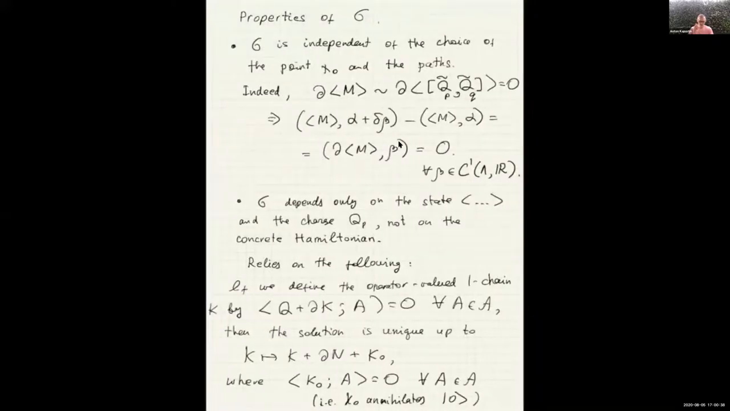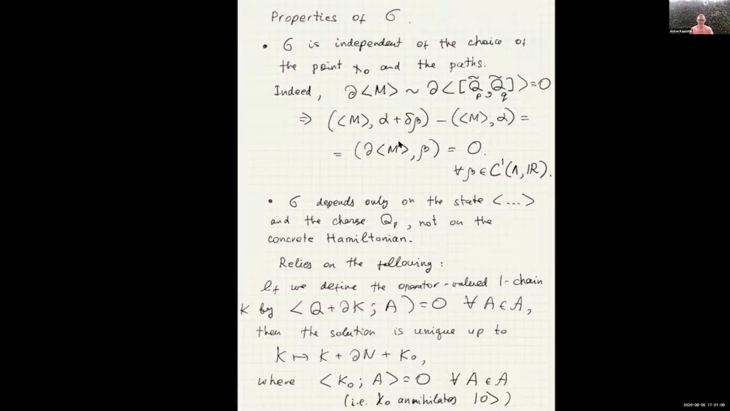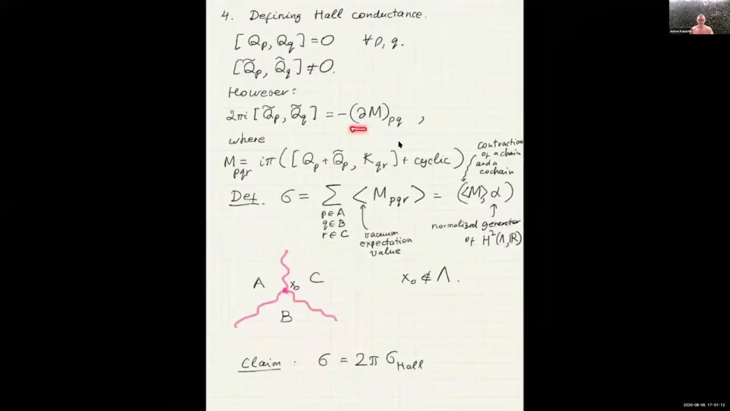So before sketching the argument, let me explain some properties of this Hall conductance. Well, first of all, one very easy thing to show is that this number is independent of the choice of the point and its paths. And that's simply because M satisfies this equation. So it was not closed, but its expectation value actually is closed.